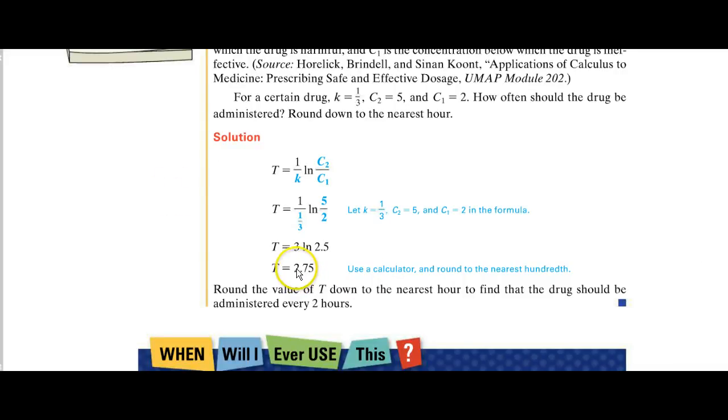Now, it says round to the nearest hour to find when the drug should be administered. Well, you got T equals 2.75. If you rounded that off to 3 hours, that would be below the effectiveness of the drug. So you have to round this to the 2 hours, and that's where they get this.